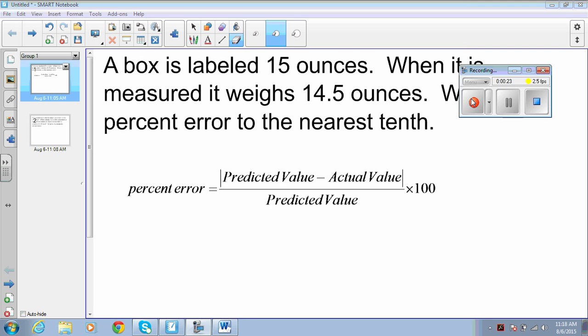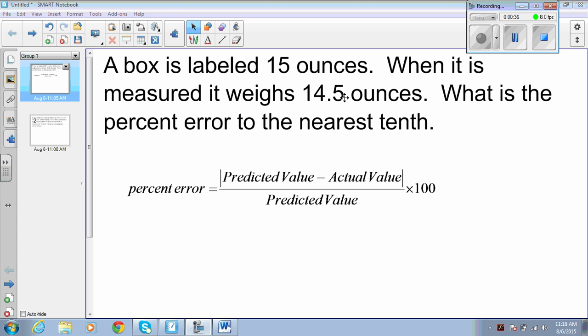The formula is: percent error is equal to the absolute value of predicted value minus actual value, over predicted value. So in our problem, the box is labeled 15 ounces. They're predicting that it's a 15 ounce box, and you weigh it and measure the actual value. Just identifying which one is the predicted value and which is the actual value is key. And then the problem is simple arithmetic.